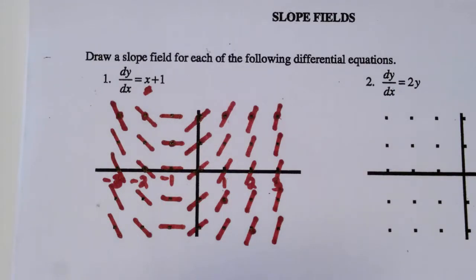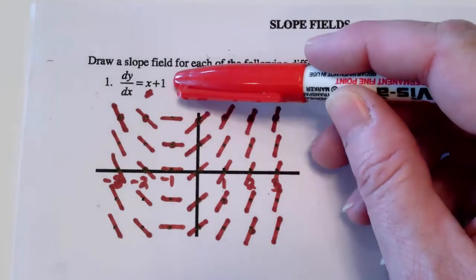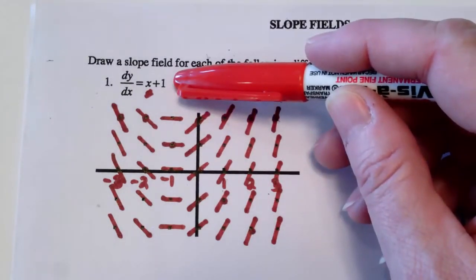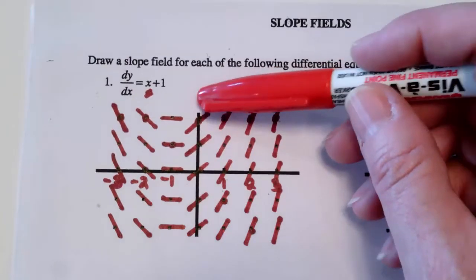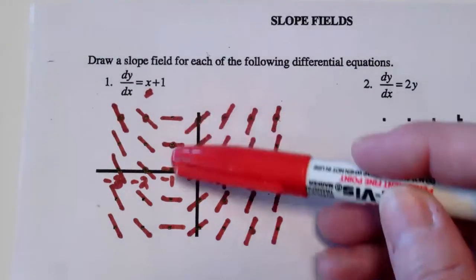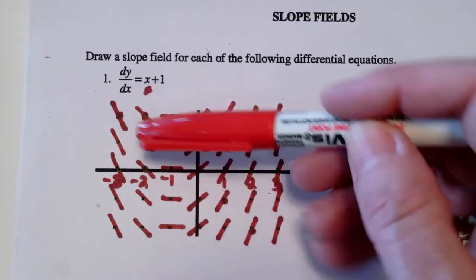If you start thinking ahead, eventually we're going to be drawing solution curves through these. Well, if you were to think about taking the antiderivative of this differential equation, we know that's going to be x squared over 2 plus x plus c. Well, x squared over 2, that means we have a parabola. And take a look at what happens. Notice here where we had our horizontal slope cuts, that becomes the vertex on our parabola.